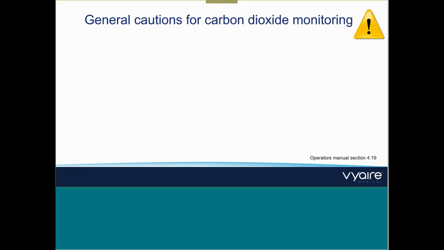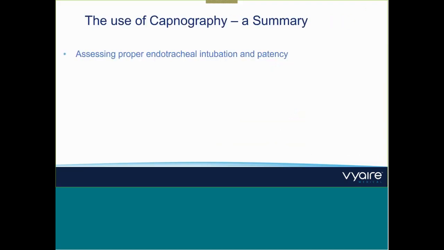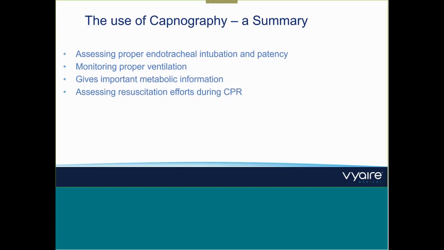Okay, giving a summary. Capnography assesses proper endotracheal intubation and patency of the ventilation. It can monitor the course of the ventilation. So when you get clear signals and stable conditions on your CO2, your ventilation can't be that bad. It also gives you important metabolic information, even more with volumetric capnography. And of course, you see your resuscitation efforts, because when you reach a certain and sufficient level of CO2 during the resuscitation, your resuscitation is on a good course and you are effective. Also, when there's no CO2 coming back, something must be wrong.